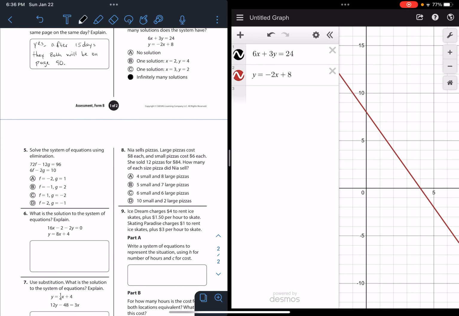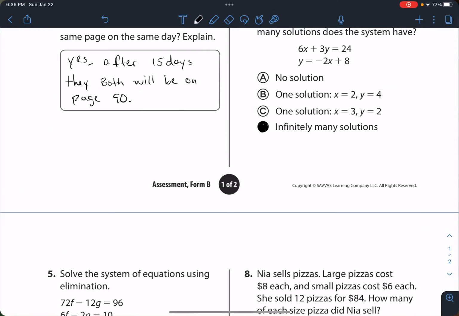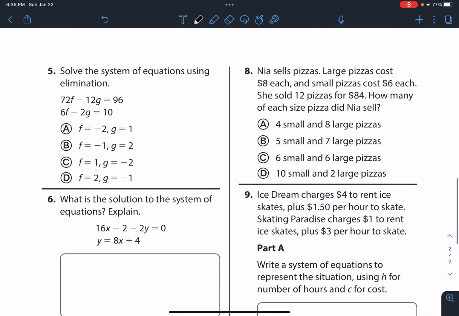All right, so this one says, solve the system of equations using elimination. Number 5. Yes, you can use systems of equations or solve it by elimination. I'm cool with that. I have no problem with that at all. And if you want to do that, knock yourself out. However, you are welcome to go to the Desmos graphing calculator and graph those, and wherever they intersect, that is your answer.